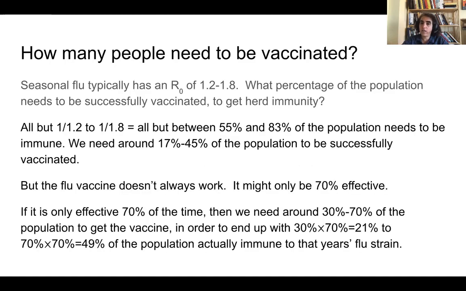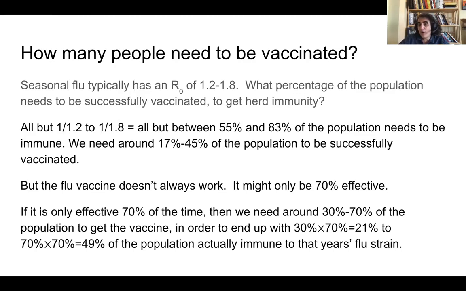So let's see, here are my calculations. So for the flu, the R0's pretty low, this 1.2 to 1.8. So that means we can still have somewhere between 55% and 83% of the population still susceptible, and we can have the herd immunity that we need. 1 over 1.2 is 83%. 1 over 1.8 is 55%. So we need something between 17% and 45% of the population to be successfully vaccinated.